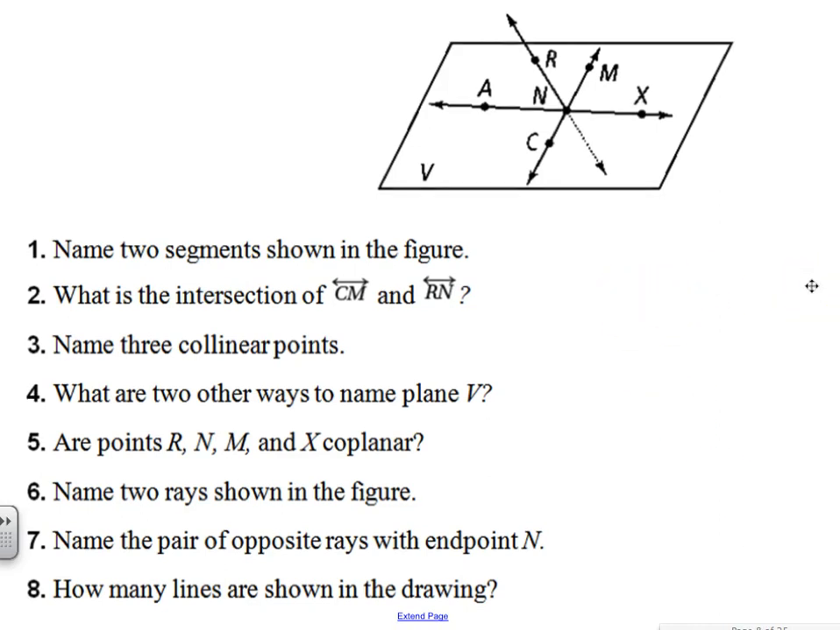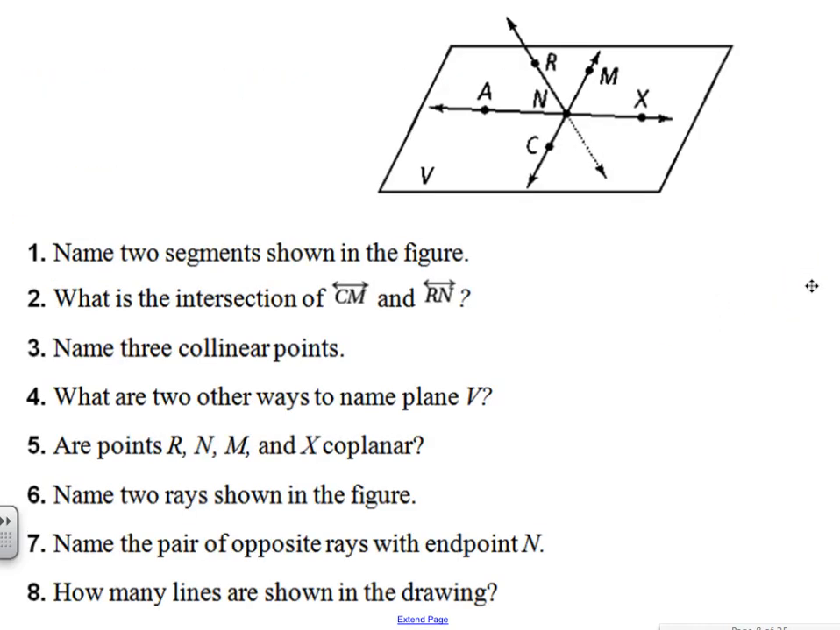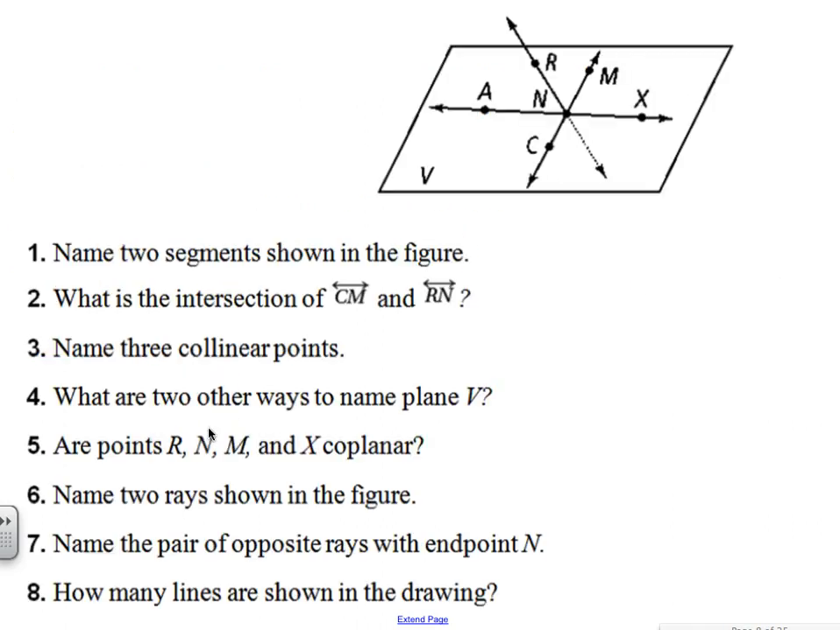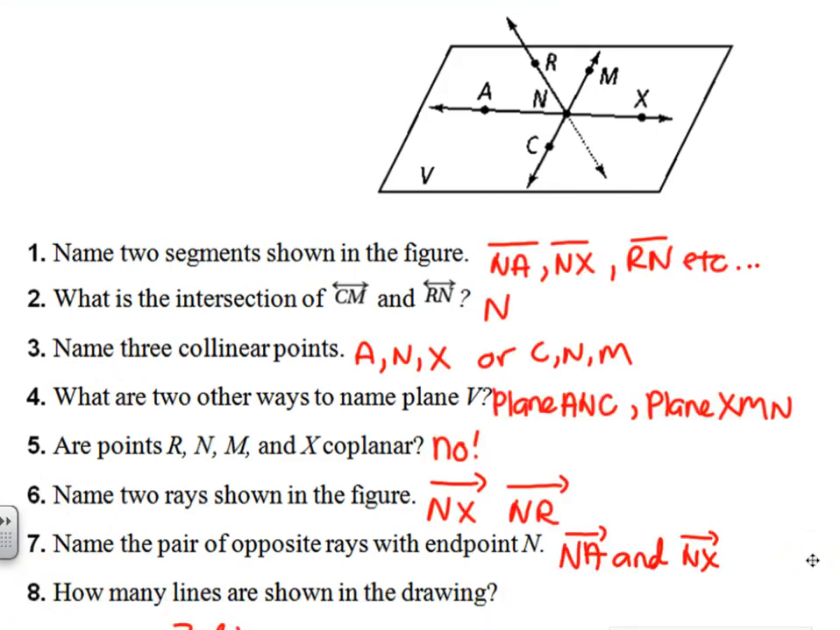So I want you to try this whole page on your own, and then we're going to go over the answers. I'm going to pop them up and we'll review them. So try 1 through 8 and then 36 through 40. Press pause. Here are some answers. I'm going to go through them.